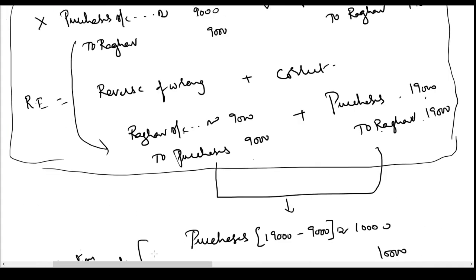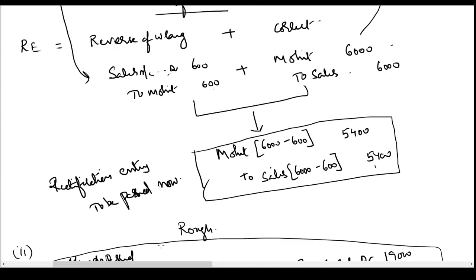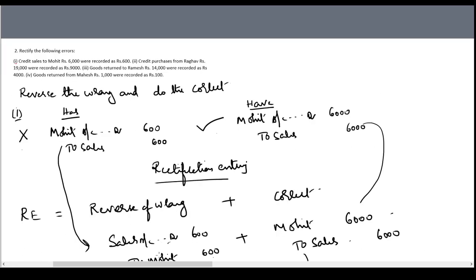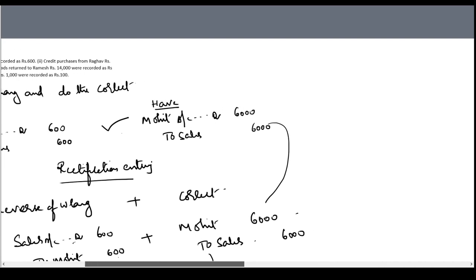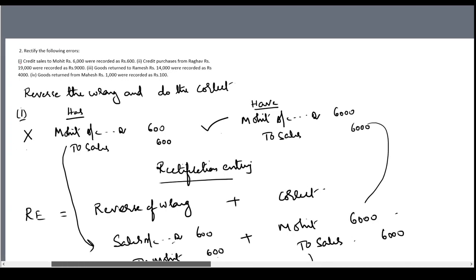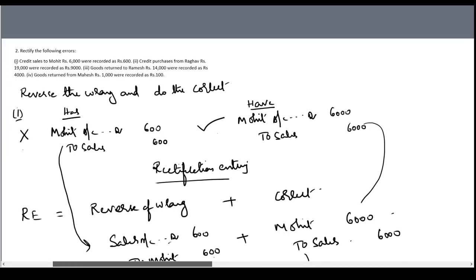Now let us go to the next illustration, next situation. Goods returned to Ramesh 14,000 recorded as rupees 4,000. When you return goods to Ramesh, the entry we have to pass is Ramesh account debtor to purchase returns. We should have recorded with 14,000, but we have recorded only 4,000. That means 10,000 we have forgotten.